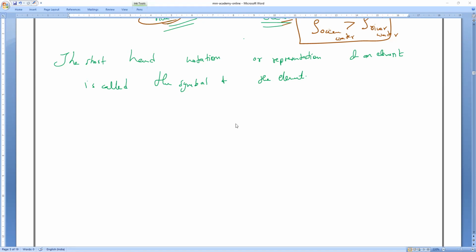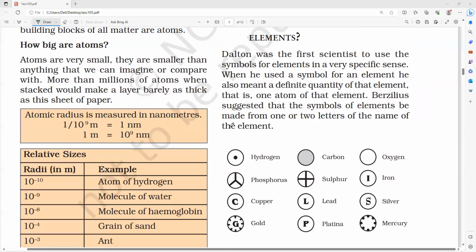Next, Dalton's symbols of the elements. By Dalton's time, many new elements had also been discovered. So, to remember certain elements, tell me what you want. Finish it.